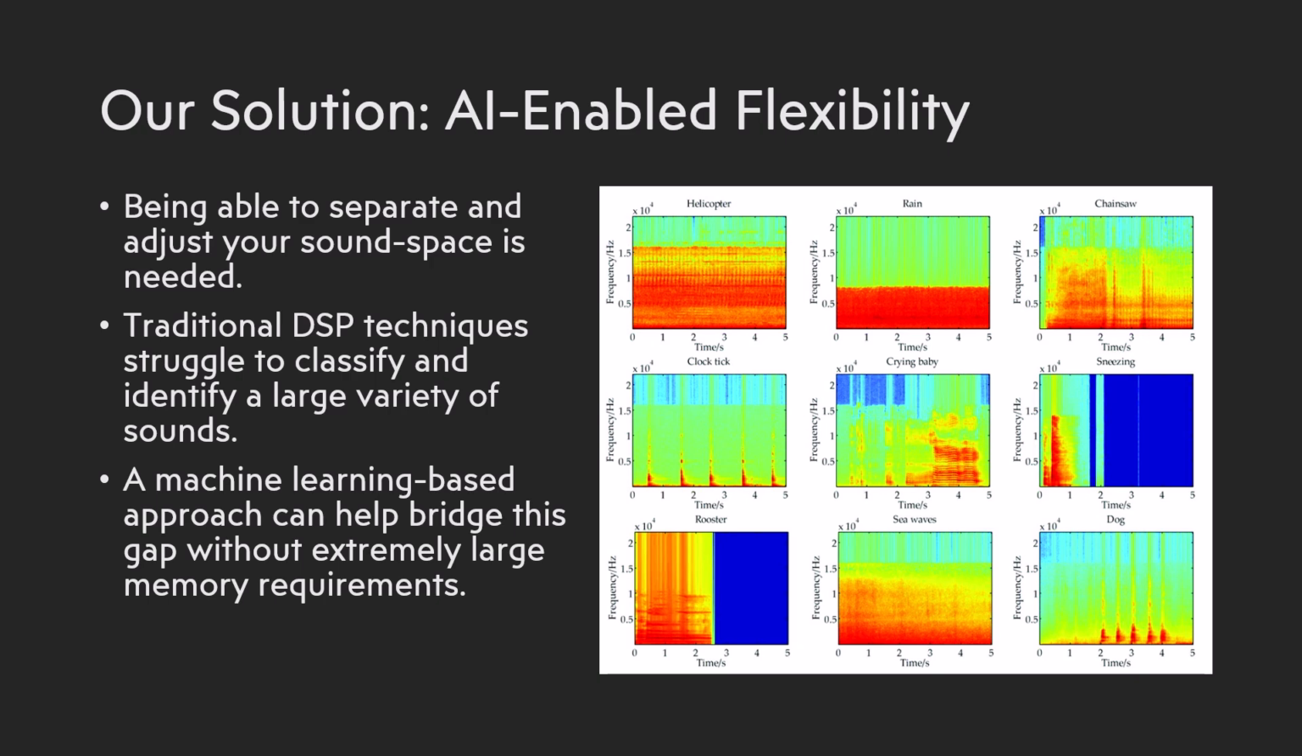Typically, this is a very computation-heavy process using typical DSP techniques, since you'd have to have large amounts of memory to understand this is what a dog sounds like, this is what a helicopter sounds like, this is what rain sounds like. I've included some spectrograms on the right just to give a very brief look into how much data needs to be allocated for each individual sound that you would need to process in real time, which makes this an extremely difficult process to go through. So our goal is to use a machine learning based approach that can bridge this gap without extremely large memory requirements.